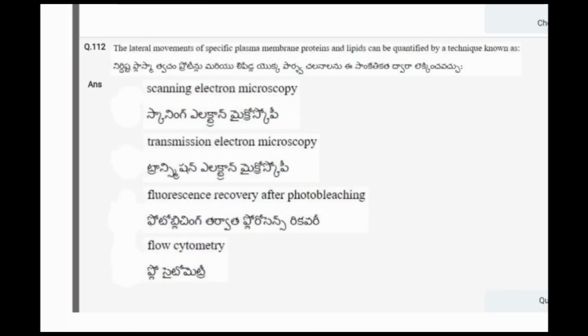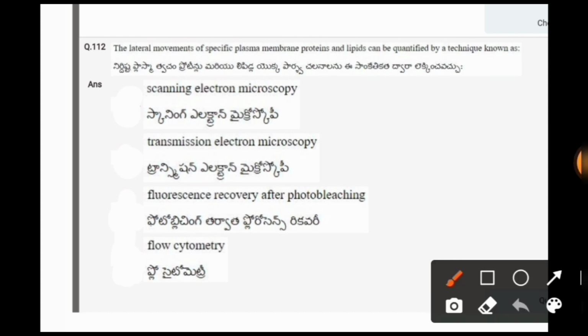Next question. The lateral movements of specific plasma membrane proteins and lipids can be quantified by a technique known as. The options are scanning electron microscopy, transmission electron microscopy, fluorescence recovery after photobleaching, flow cytometry. The correct option is the third one, that is fluorescence recovery after photobleaching.